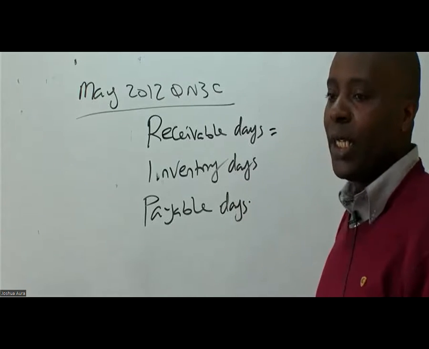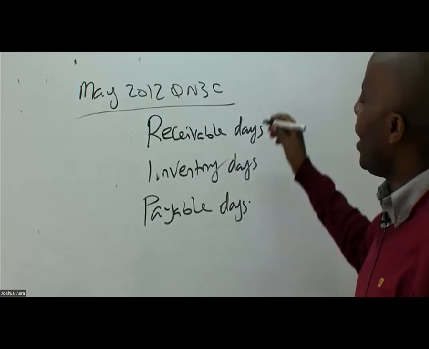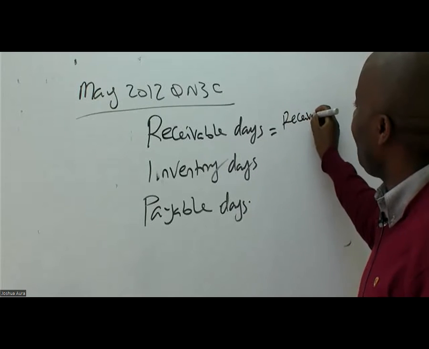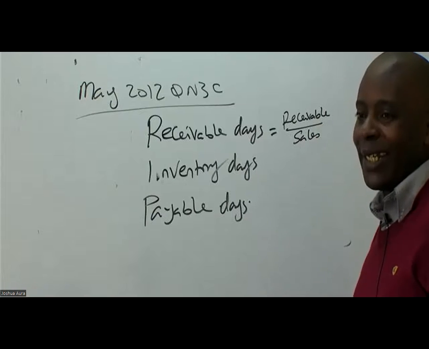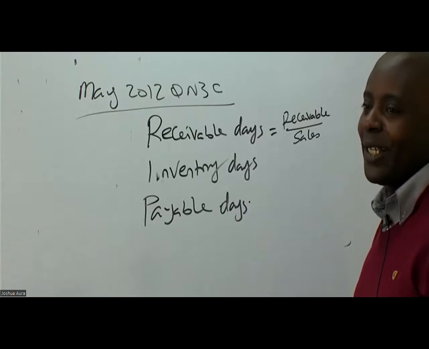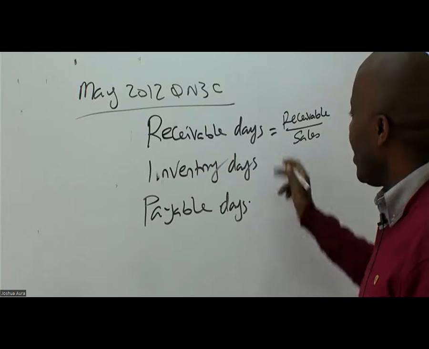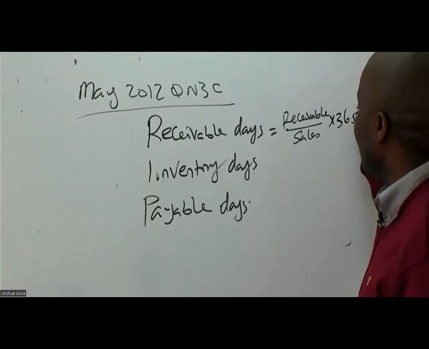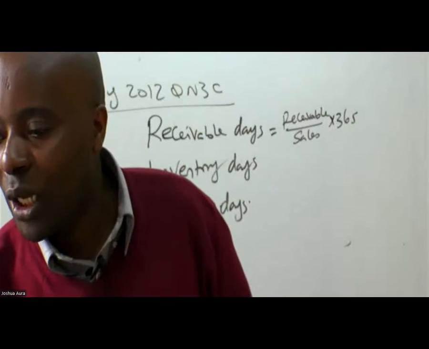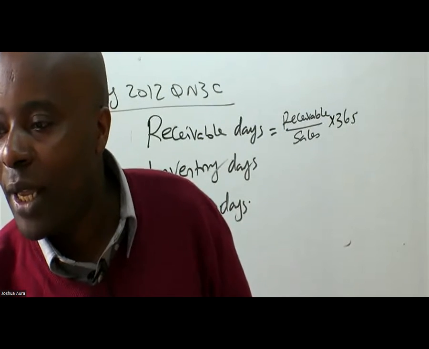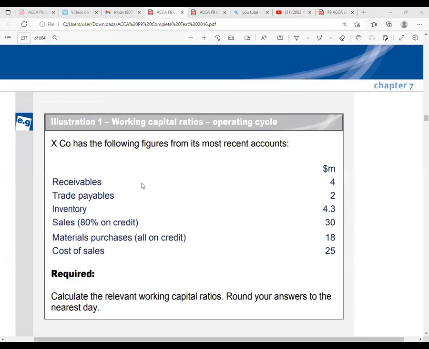So we start with the receivable days. I'll take the receivables at the end of the year and divide by sales. Of course, sales has to be credit sales, right? In most cases, it will be credit sales given. You can write here credit sales times 365. So in this question, are you able to see the receivables? Yes, I can see there 4, and then sales, I can see 80% is on credit.